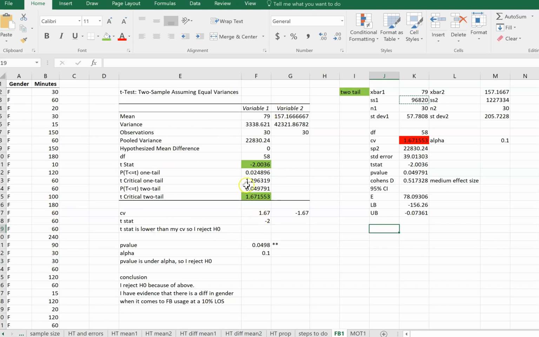The answer is yes. Excel has it pre-built in based on if you're assuming equal variance or not. You need to understand what you're assuming in the question to run the test. And then once I have the test, it's just a matter of checking the typical things you do in a hypothesis test.